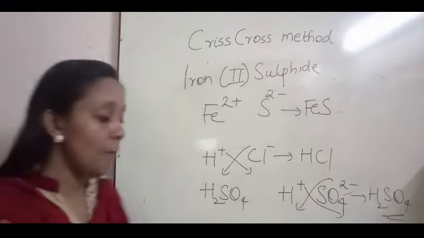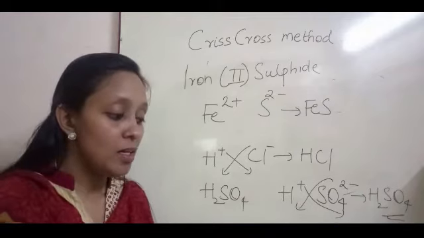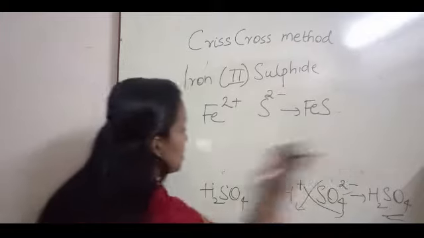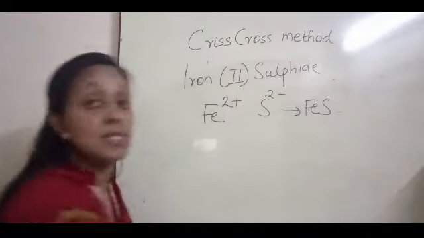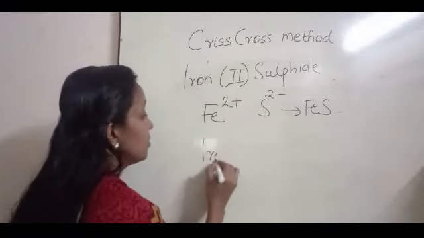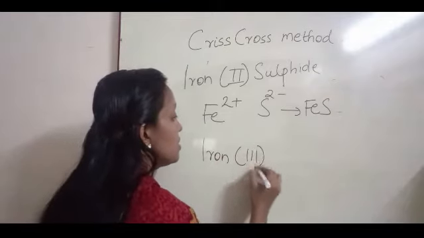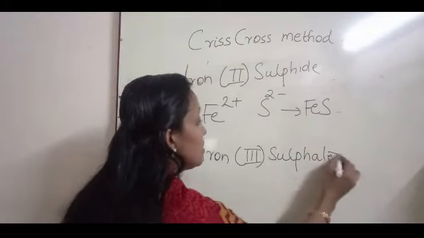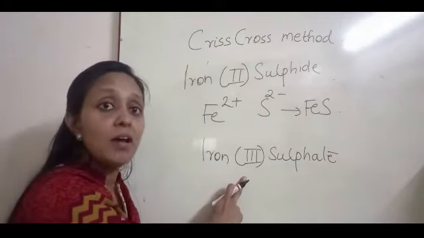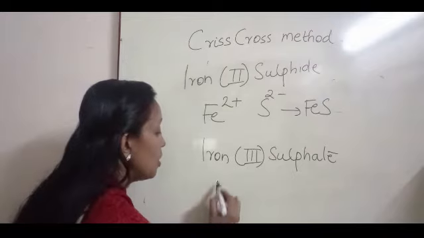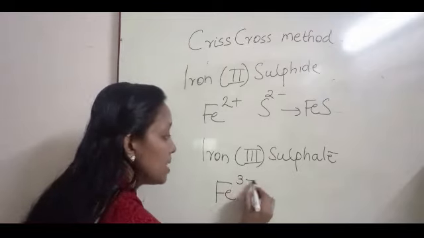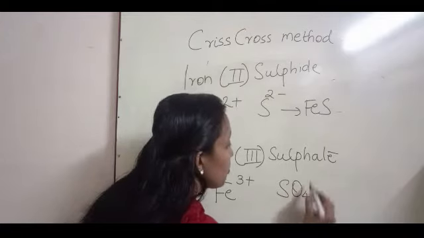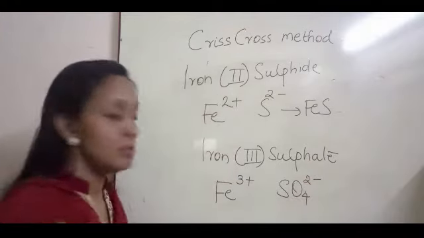The next compound is given as iron 3 sulfate. What's given? Iron 3 sulfate. So what do you understand here children? This 3 represents the valency of iron in this compound. So how do you write? Fe3 plus. Sulfate is represented as SO4 2 minus.